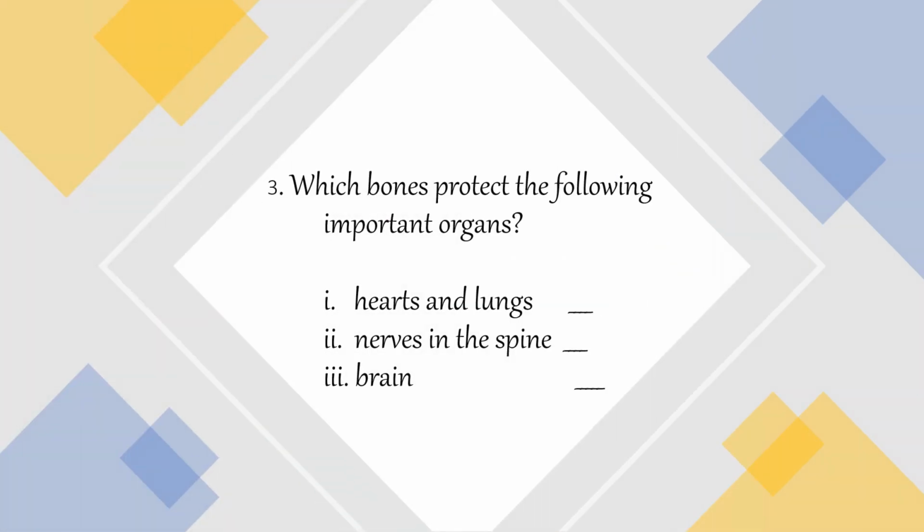Question number 3. Which bones protect the following important organs? Now here, few internal organs have been given to you and you have to tell which bone of your skeleton is there to protect these internal organs. Number 1, hearts and lungs. Number 2, nerves in the spine. And number 3, brain.